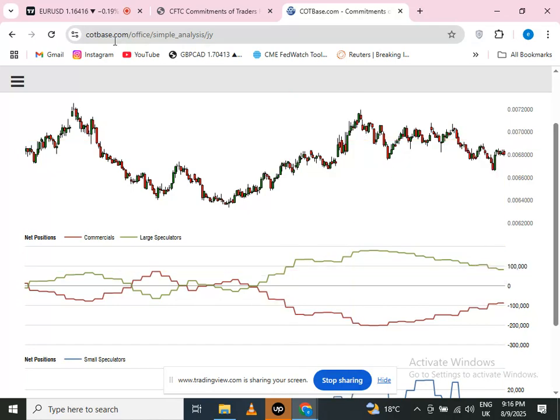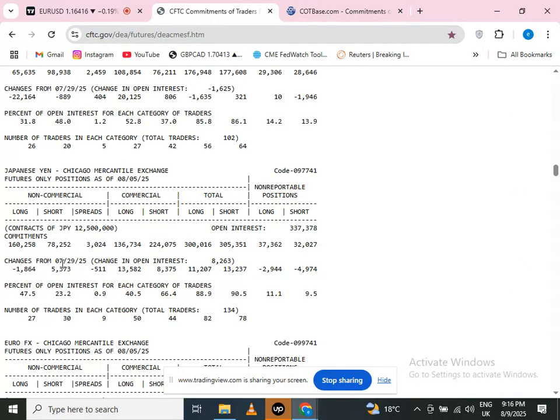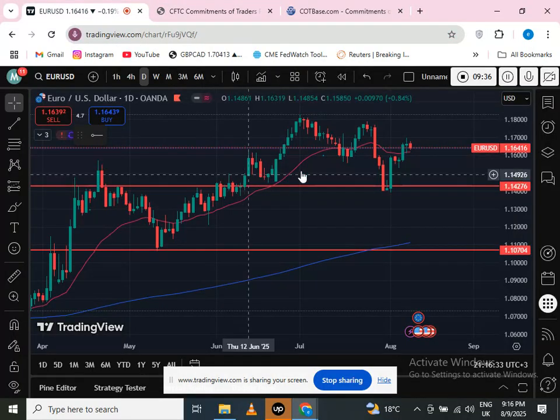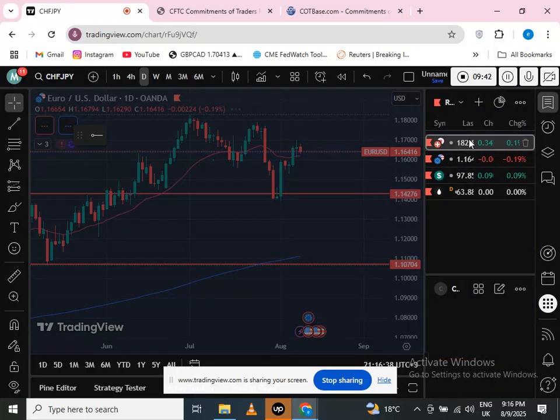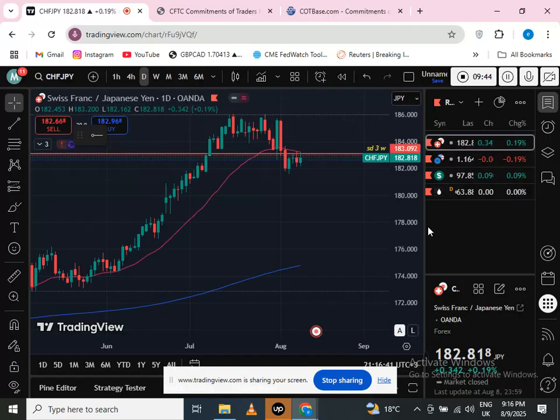They're still bullish on this pair. As I said earlier, you can see here they're still bullish on this pair. So how will I use these two analyses in my trading, if I want to trade this pair? Let's take a look at the Japanese yen. CHF JPY. This is the CHF JPY, guys.